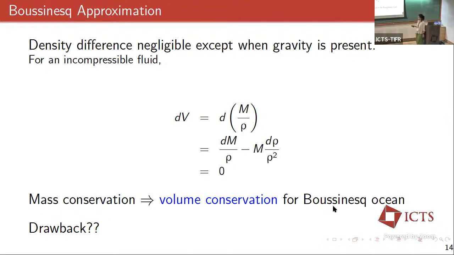Non-Boussinesq models have mass conservation only, but Boussinesq models are a little more approximate because they have this volume conservation. So suppose you have an ocean model and the volume of the ocean will remain conserved. It will not change in Boussinesq models. So can anyone tell me what is a possible drawback of this volume conservation in ocean models?